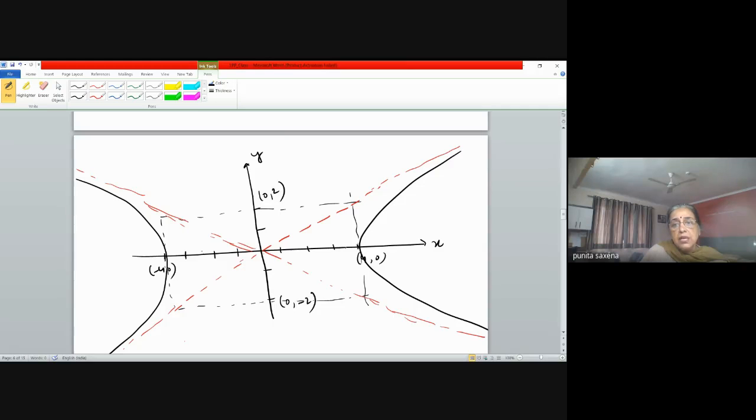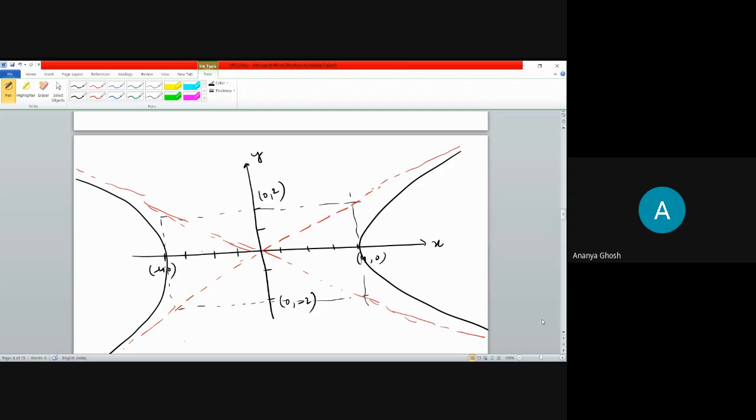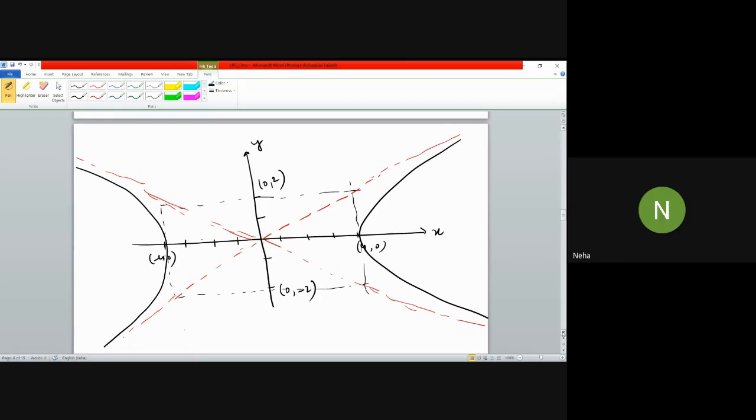If instead of 4, the point here was 3, you will see that these lines will become wider at the ends. So you will have a broader hyperbola, a broader branch from here. Okay, so this is how we sketch a hyperbola. Is it clear? Isn't it easy? Yes, ma'am.